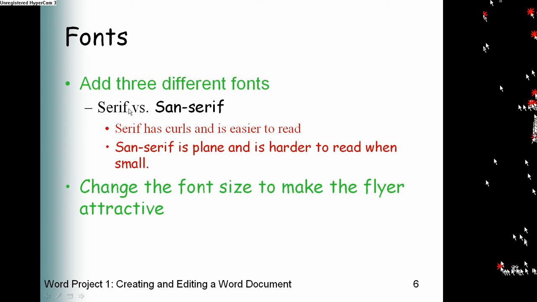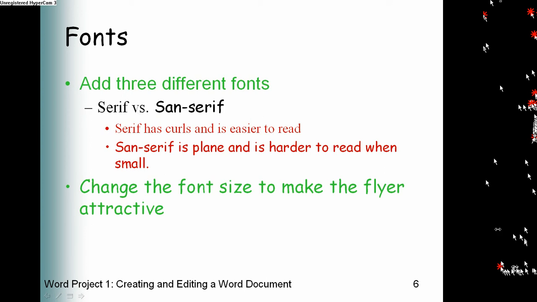Believe it or not, we learned this earlier anyway, but the serif, the curls, actually make it easier to read when the text is smaller, and the sans serif, the plain stuff, is harder to read when it's small. So you're going to use both kinds. You're going to use serif and sans serif, and when things are big, it's probably a good idea to use the sans serif because it makes it easier to read. When it's little stuff, you're going to probably use a serif style font.